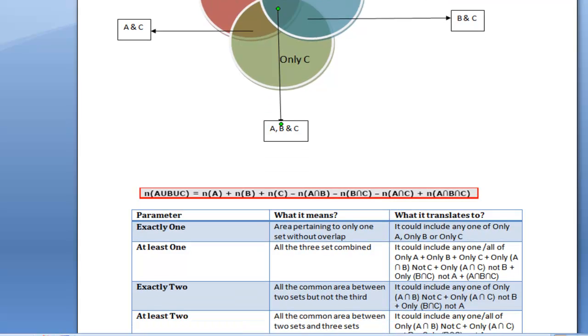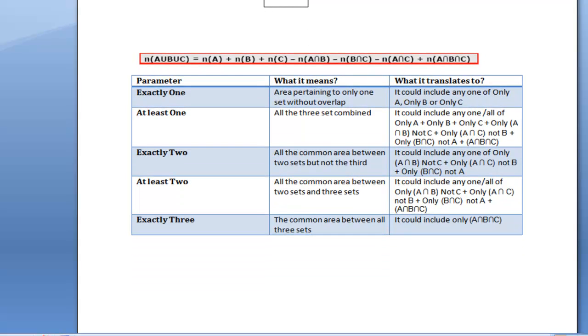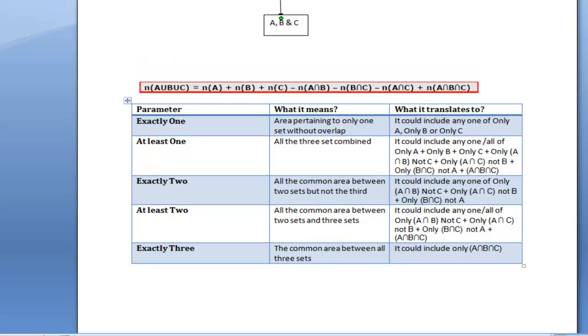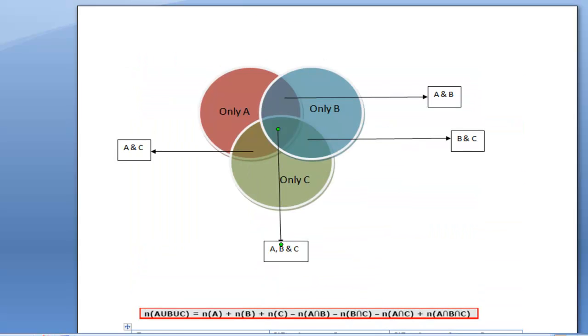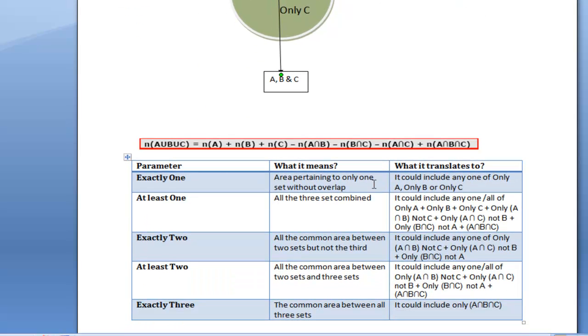So with this understanding, we'll try and see certain interpretations of the statements that you might come across in the problems. They might say find out those who took exactly one test, which means those people who have taken either maths or physics or chemistry but only one of them. So this is what it means: area pertaining to only one set without an overlap. It includes only A, only B or only C.